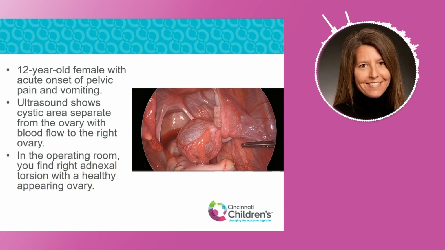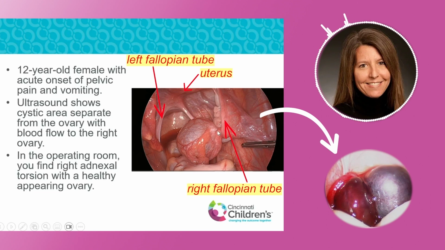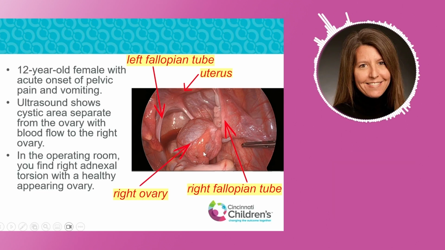So here you can see this is the uterus. This is the left fallopian tube. Here, this is the right fallopian tube, but you can tell here that there is a twisting. That's sort of the area of torsion. It doesn't look black and ugly like those other images. And here is the right ovary.